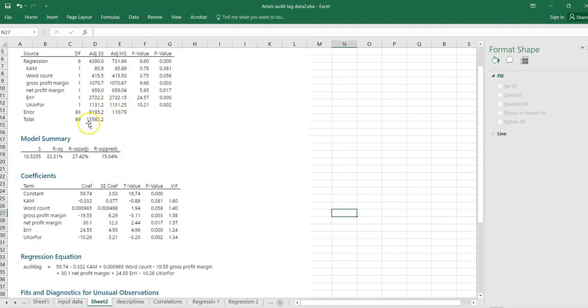The total sum of squares is given here as 13585.2. This is the error, the squares of the errors that we've just been looking at, and the total of the squares of the regression. And our R squared is simply the ratio of the regression, the explained sum of squares, divided by the total sum of squares.